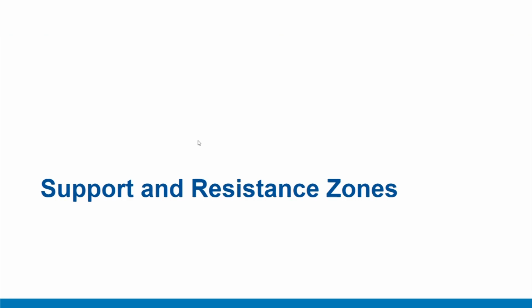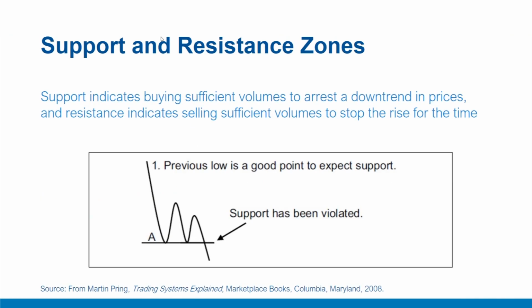Support indicates buying in sufficient volumes to arrest a downtrend in prices, and resistance indicates selling in sufficient volumes to stop the rise for the time. A good support point is a low in recent memory. For example, point A here serves as a low in recent memory. Think of support as a temporary floor for prices and resistance as a ceiling.